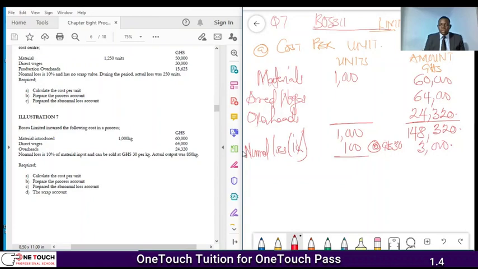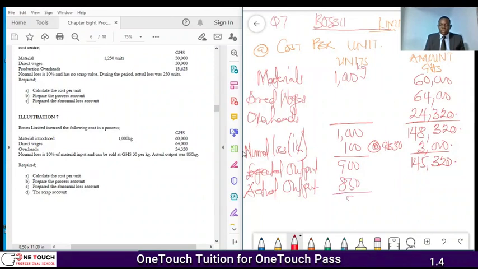So our expected output was 900 at a total cost of 145,320. But was the expectation the actual? No. Our actual output from the process was 850. That should tell us there was an additional loss of 50. That's an abnormal loss.